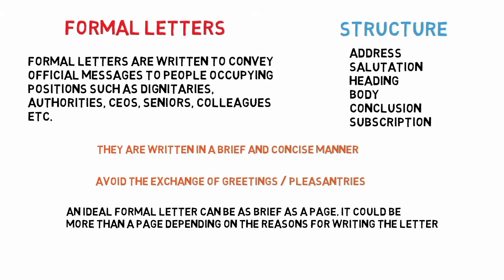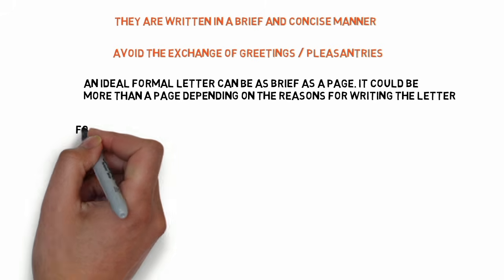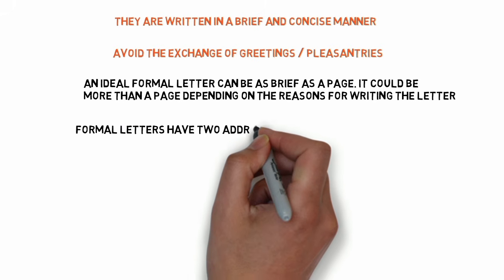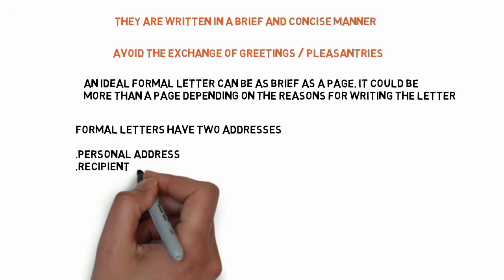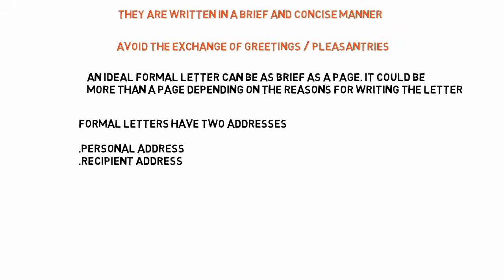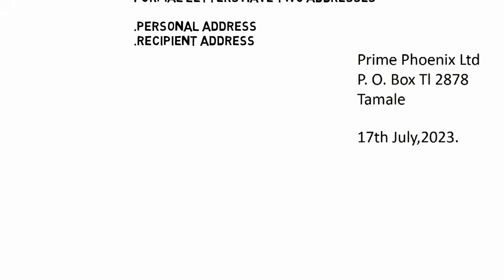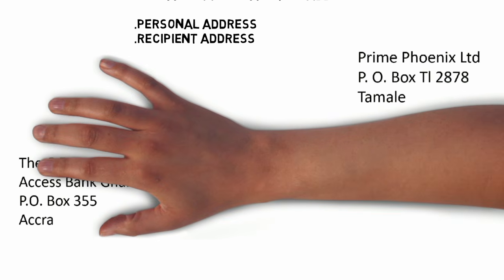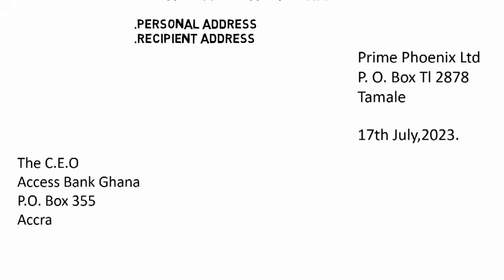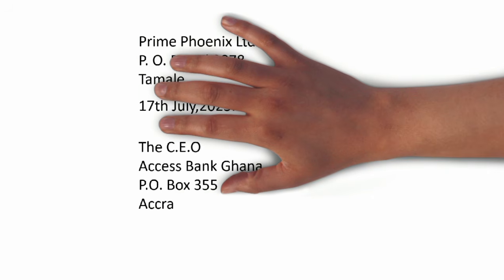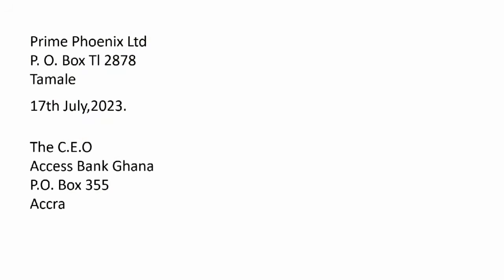Another thing you should know is that formal letters, unlike informal letters, always have two addresses. That is, the personal address and the recipient address. I'm sure you are probably aware that the personal address is usually at the top right corner of the page, whereas the recipient address comes on the left side of the page just immediately after the personal address. You can as well save yourself the stress by writing both addresses on the left side of your page, so that you will have the personal address here and the recipient address also here. Writing your addresses either way is accepted.